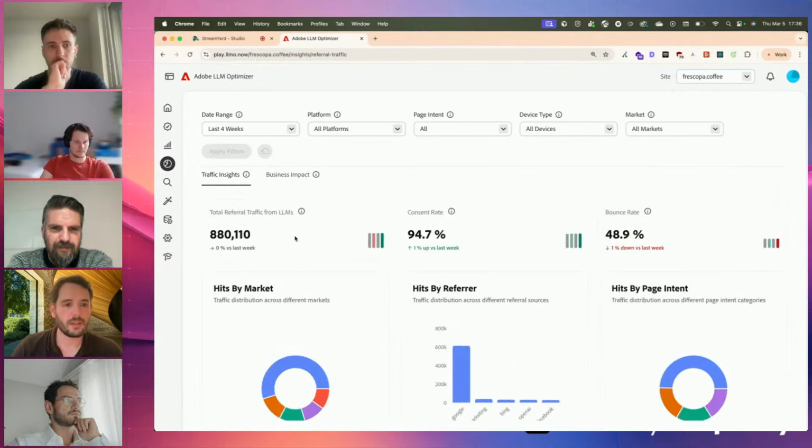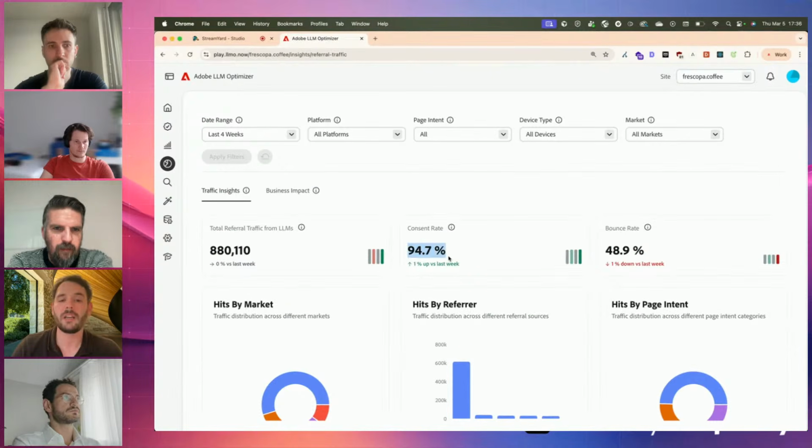A few interesting things that we are able to surface are, for example, consent rate, which is how often users actually press OK on the consent banner. So if you have a lot of users in Europe, for example, that's very interesting to know. And the bounce rate also, which is a very classic metric, which is how many people are leaving your website after loading the first page. And believe it or not, 48.9% would not be that bad, usually, in bounce rate.